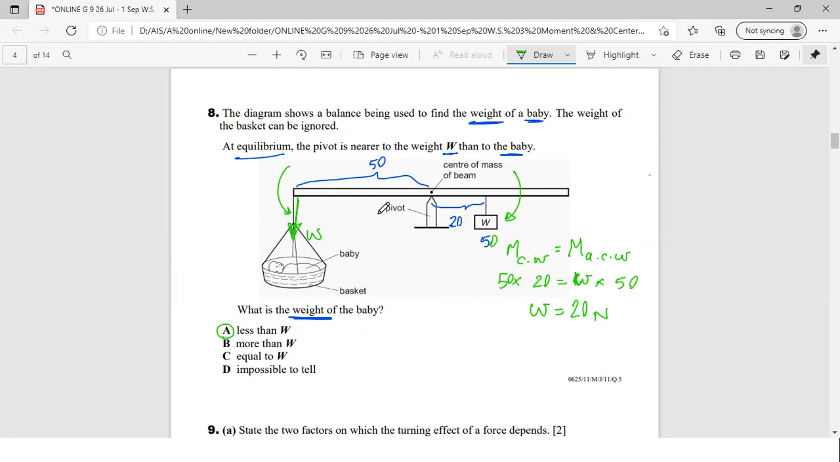Because the baby is farther. Whenever the baby is farther, his force will be smaller to make the same moment as the weight W multiplied by the smaller distance. So whenever the distance here is greater, the force is smaller. The distance here is smaller, the force here is greater. Any question here?